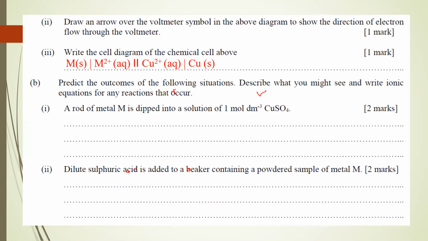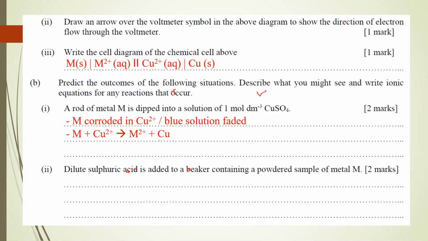B, predict the outcome of the following situations. Describe what you might see and write the ionic equation for any reaction that takes place. Number 1, a rod of metal M is dipped into a solution of copper(II) sulfate. So what will happen? Either you say M corroded, or the blue copper(II) solution faded. And then write the overall equation: M plus Cu2+ gives M2+ plus Cu. So that is the second mark here.